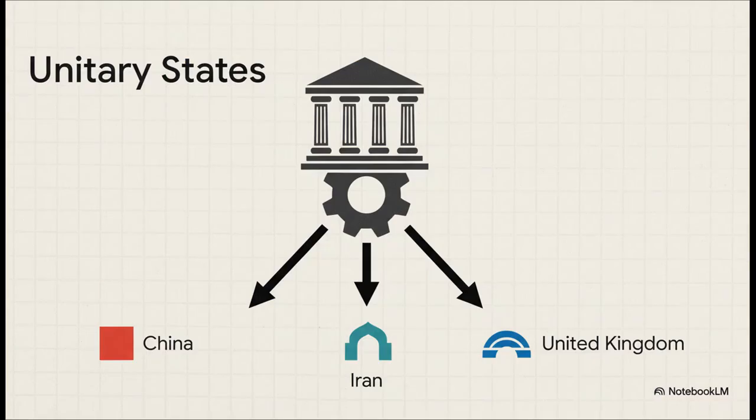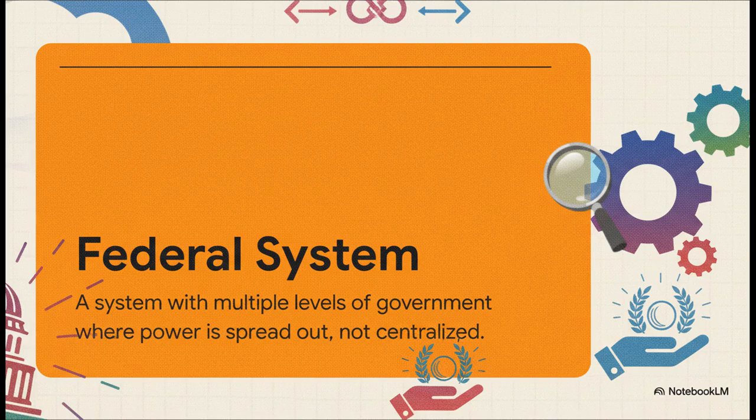Now, what's so fascinating here is just how different these countries are, right? You've got China's one-party state, Iran's theocracy, and the UK's parliamentary democracy. But what they all have in common is this concentration of power at the top. Even the UK, which has given some powers to Scotland and Wales, is still considered unitary. Why? Because at the end of the day, the central parliament in London could theoretically just take that power right back. So let's totally flip that model on its head.